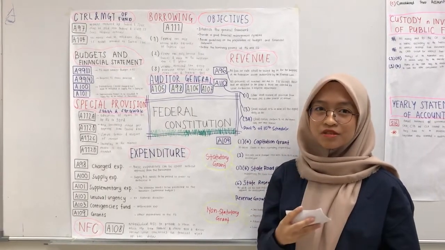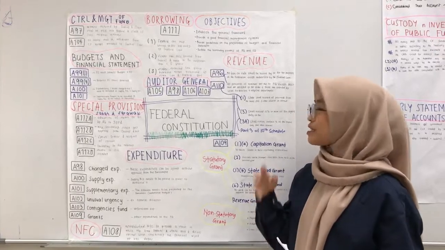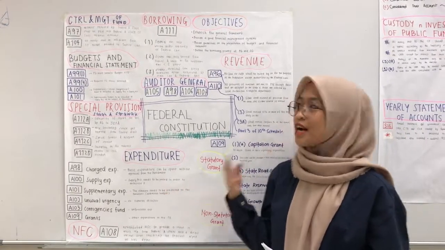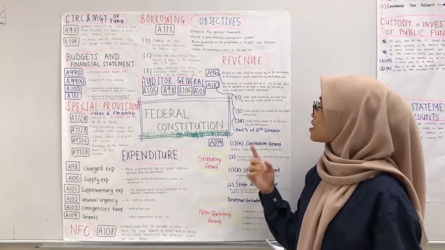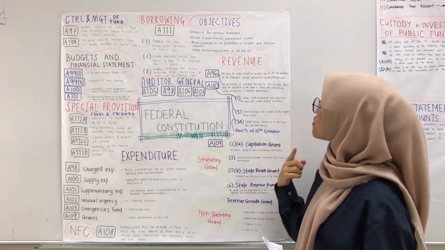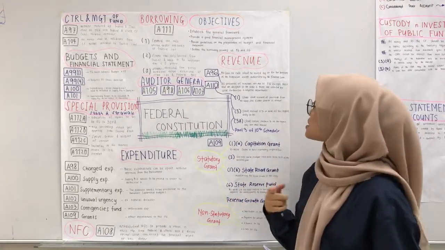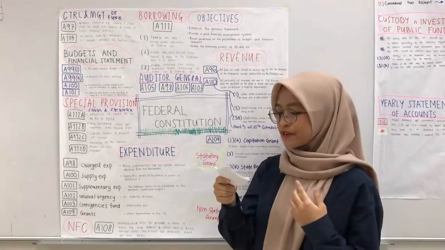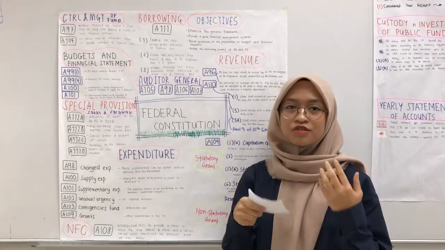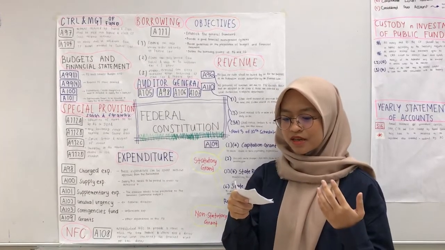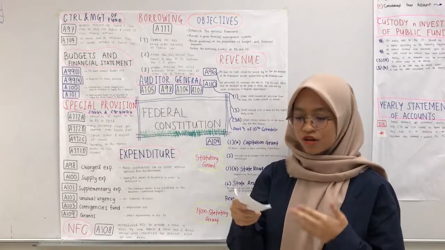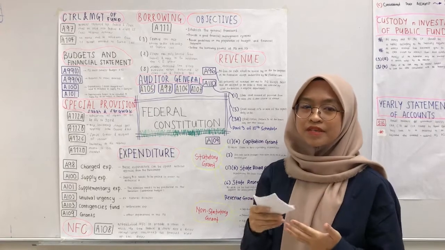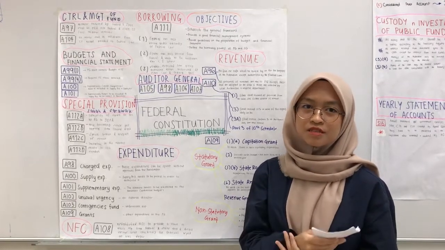The revenue that belongs to the federal government is provided under Article 96 of the Federal Constitution. Article 96 stated that no tax or rate shall be levied by or for the purpose of the federation except as authorized by federal law. And also, all proceeds of revenue are due to the federal government except those that are assigned to the state, and also those that are collected by the local authority or the religious department.